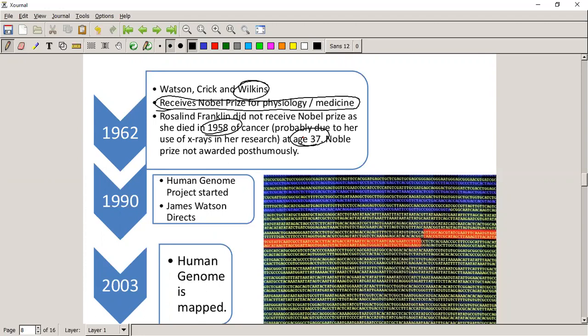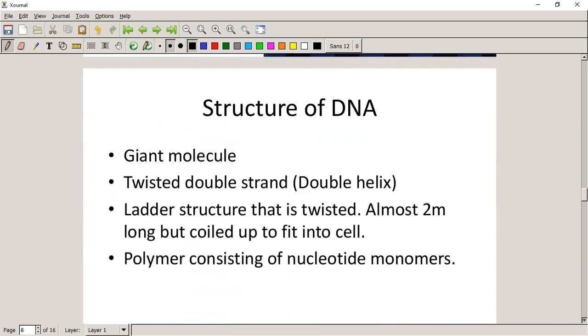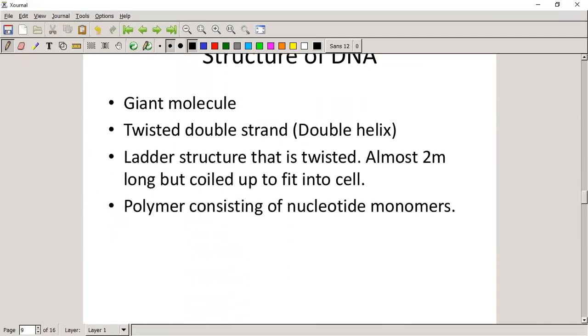Then, very much later on, about 30 years later, we started the Human Genome Project, and James Watson directed it. And 13 years later, the whole human genome was mapped. So we can actually take a look at the whole DNA code of humans, with all its letters of A's, T's, C's, and G's that repeat one another in a certain order. And most of our DNA is actually the same between humans.